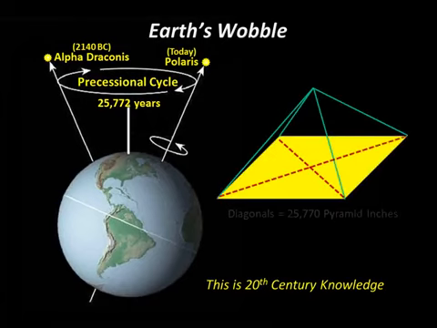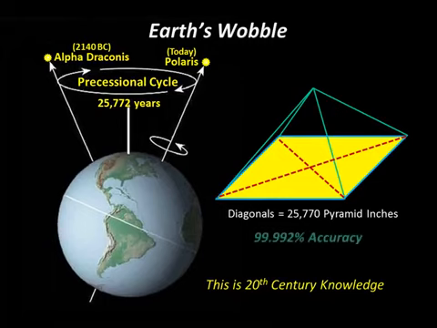If we take the cross sections of the diagonals of the pyramid, it's 25,770 pyramid inches. That's 99.992% accurate. Is that a coincidence?